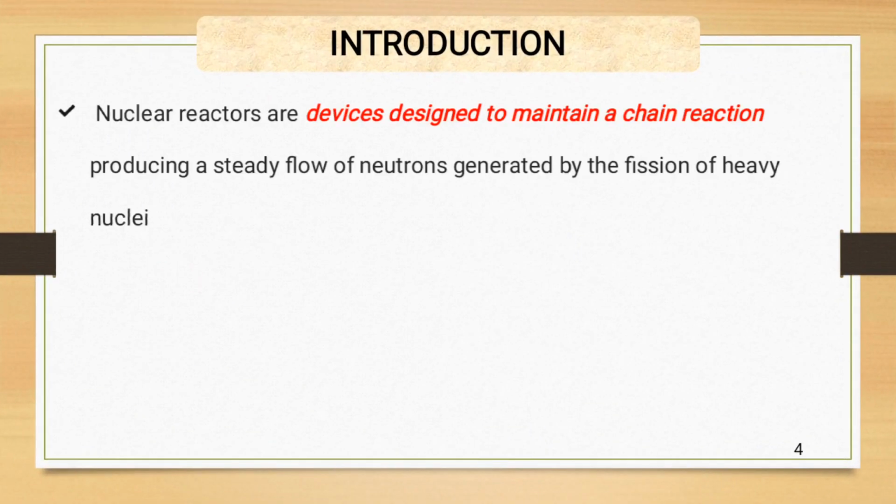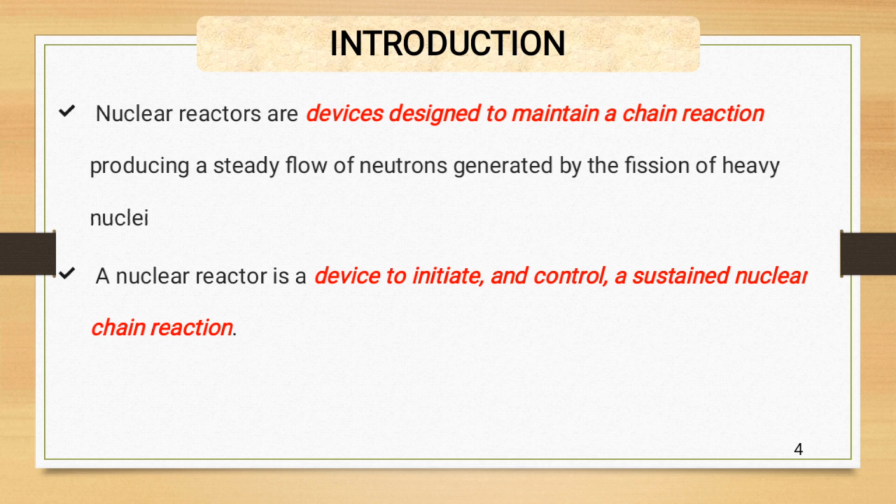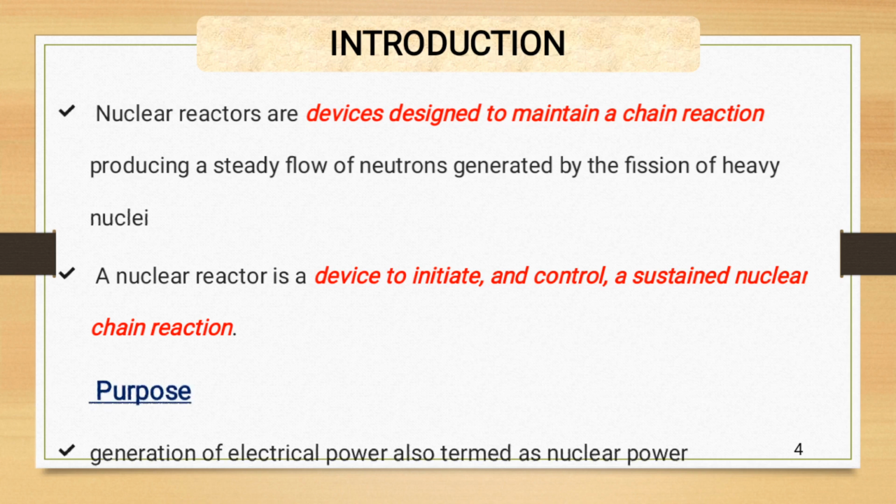We have learned in detail what nuclear reactors are and what their functional parts and working are. Now I am just going to redefine that nuclear reactors are devices designed to maintain a chain reaction producing a steady flow of neutrons generated by the fission of heavy nuclei, that is uranium-235 mostly. A nuclear reactor is a device to initiate and control a sustained nuclear chain reaction. The purpose of nuclear reactors is the generation of electricity and nuclear power, or nuclear products that can be used to fuel the nuclear reactors and to make nuclear weapons.